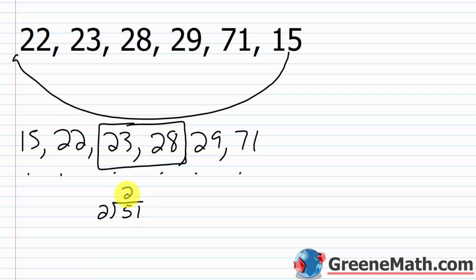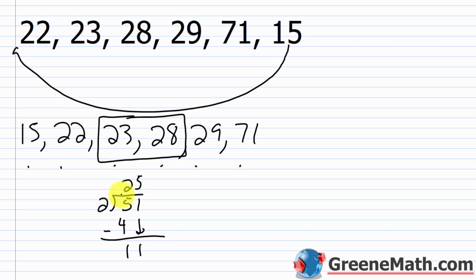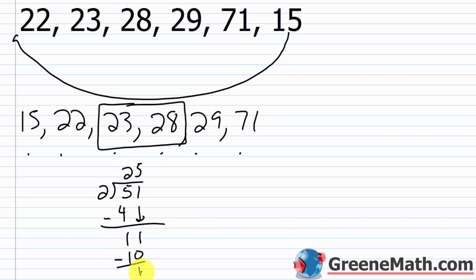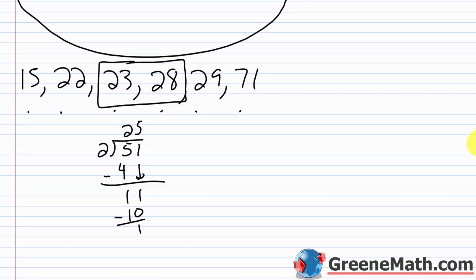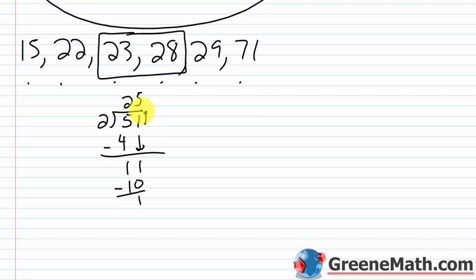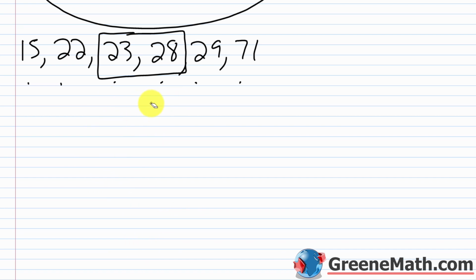2 goes into 5 twice. 2 times 2 is 4. Subtract and get 1. Bring down the 1. 2 goes into 11 5 times. 5 times 2 is 10. Subtract and get 1. Now I'm going to continue my division. Put a decimal point here and bring it up. Put a 0 here and bring it down. 2 goes into 10 5 times. 5 times 2 is 10. Subtract and get 0. So 25.5. That's going to be our median. And again, when you have an even number of numbers, it's just the average of the two middle numbers.